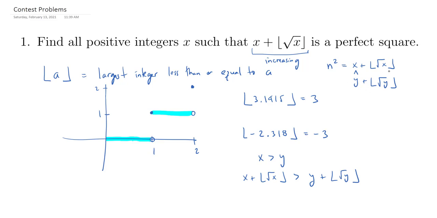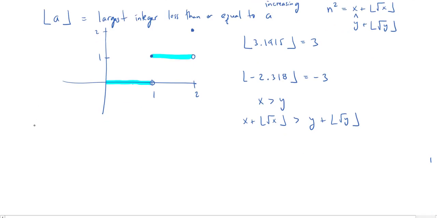Then we would know that y plus the floor of root y is going to be greater than x plus the floor of root x, and so it can't equal n squared also. So if we have a solution to such an equation, we will only have one solution. Okay, so why don't we record that?